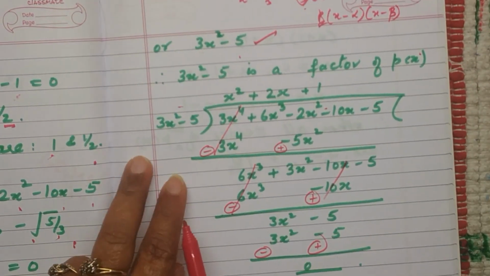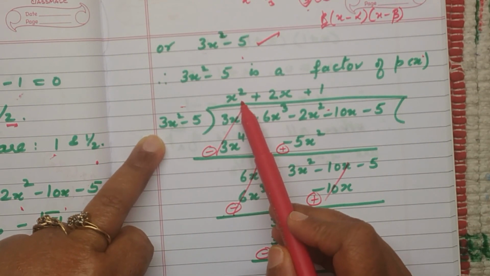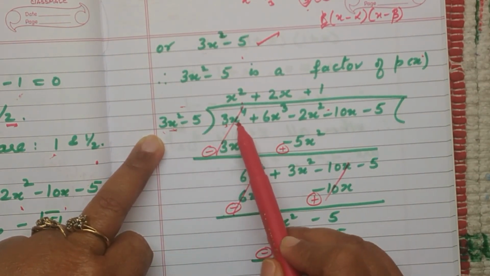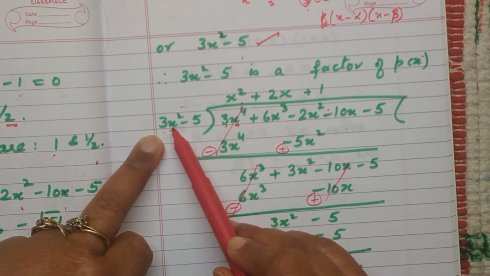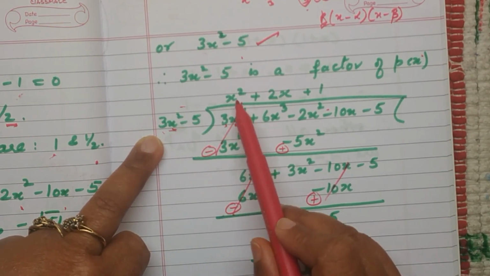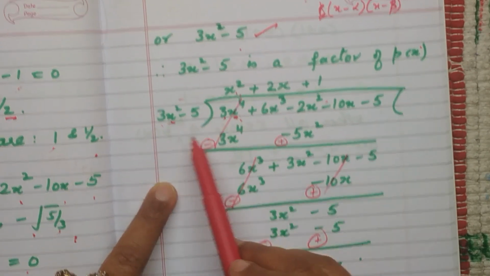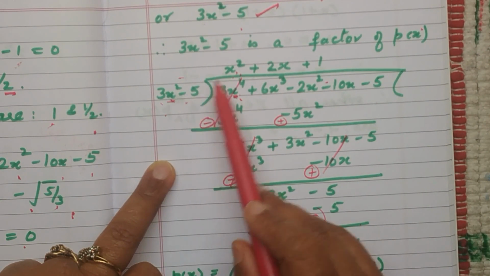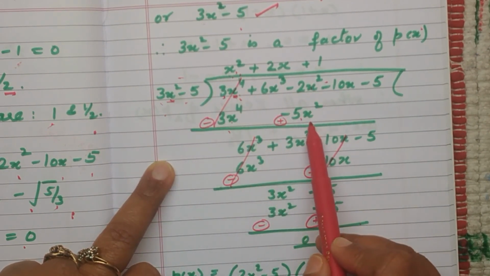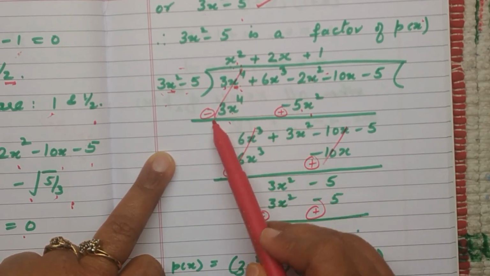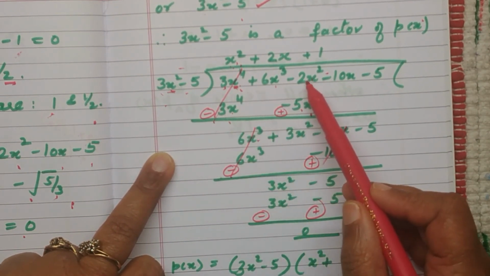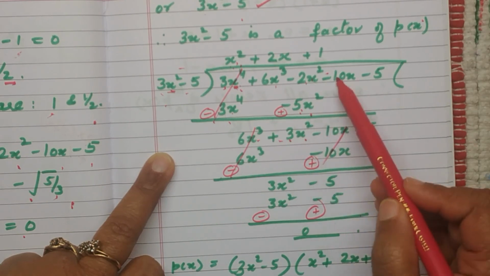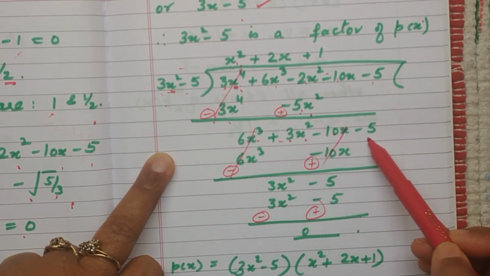When we divide by 3x square minus 5, it first goes by x square, because the coefficient 3 is already the same. All I need is to make the power of the variable the same. Here the power of the variable is 2 and here it is 4. So we multiply by x square to get 3x raised to power 4. So 3x raised to power 4 minus 5x square. Writing the terms under the terms, this goes away, 6x cube. Now minus 2 plus 5 is 3, so plus 3x square minus 10x minus 5.